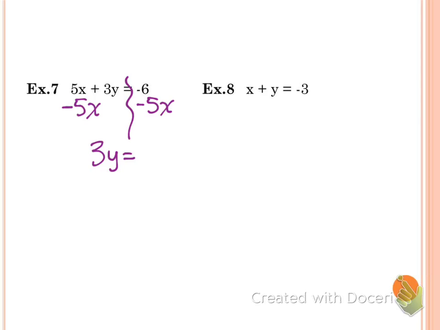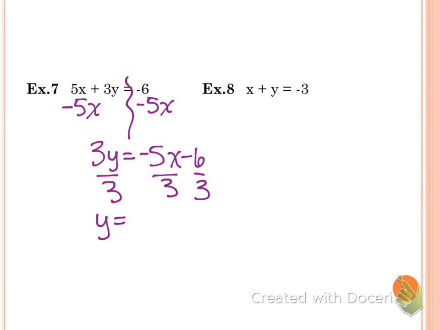Jariel, what would that equal? How would we write this? We subtracted 5x from both sides. Negative 5x minus 6. Very good. Negative 5x minus 6. Adrian, what would I do next? Wonderful.